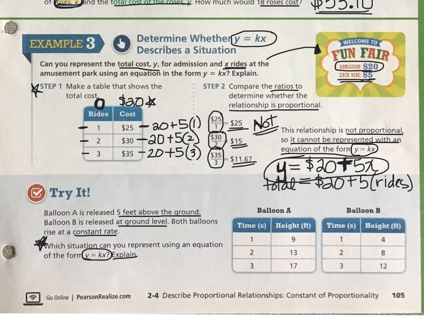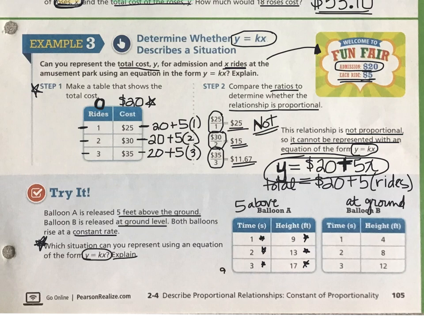So balloon A is released 5 feet above the ground. In other words, somebody's holding on to it. Balloon B is at ground level. In other words, somebody's holding it on the ground and then lets go. So for balloon A, after 1 second, it has a height of 9 feet. After 2 seconds, it has a height of 13 feet. And after 3 seconds, it has a height of 17 feet.